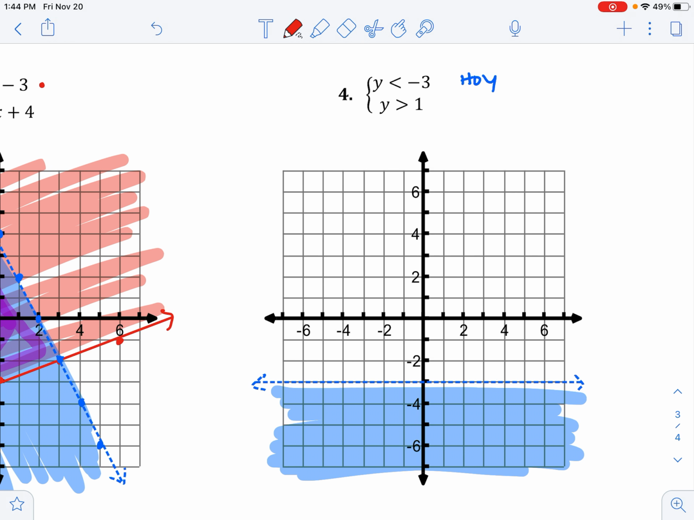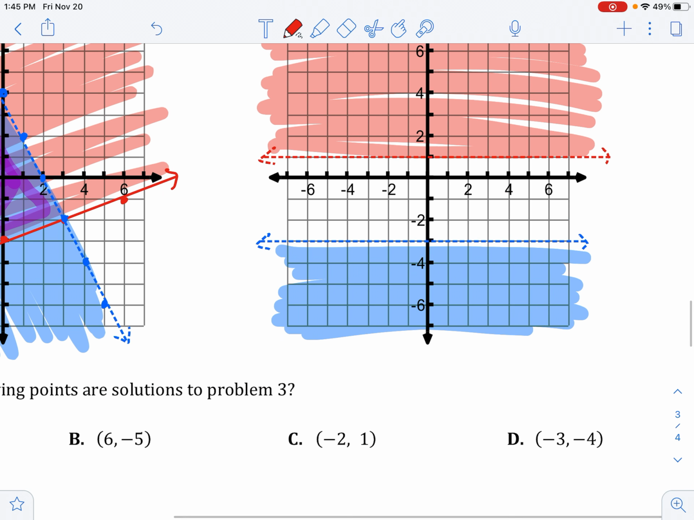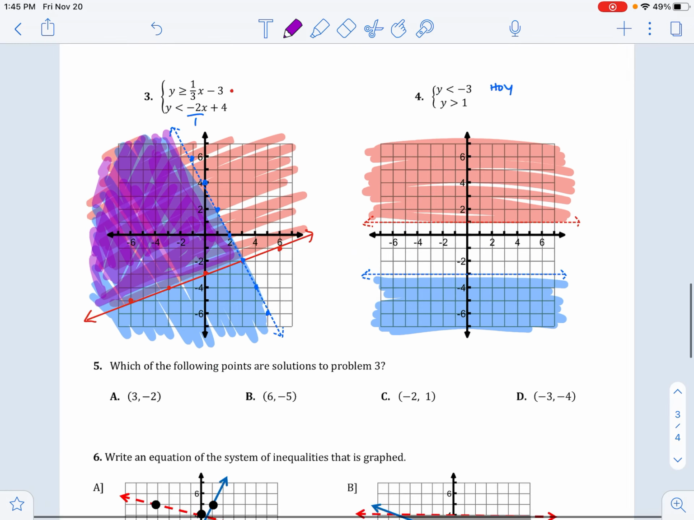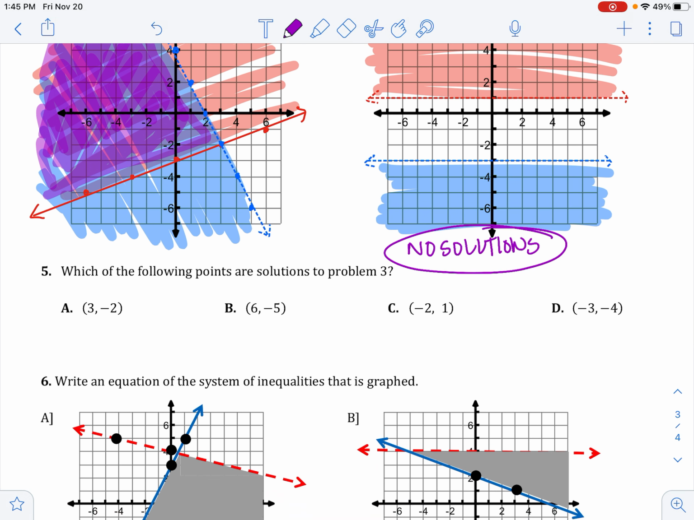Then I want to graph my next inequality, so I'll do that in red. VUX-HOY again. Its y value is greater than 1, and it's not greater than or equal to, so another dashed line. I want values greater than 1, which are y values above that line. Now I want to shade my overlapping shaded region. I realize they don't overlap anywhere. So if they don't overlap anywhere, where are my solutions? There aren't any. So this actually has no solutions.